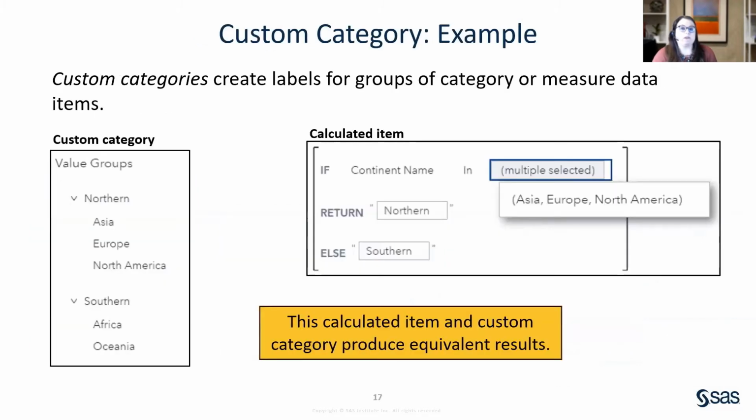In custom categories, we have a couple options. We could use the point and click side to assign it, or we can just use some programming, some if-else logic to go ahead and create our new custom categories.